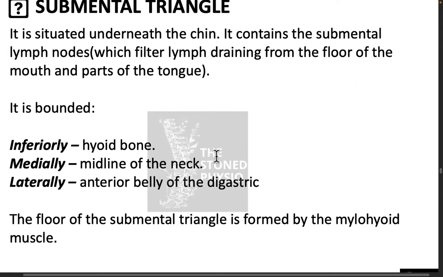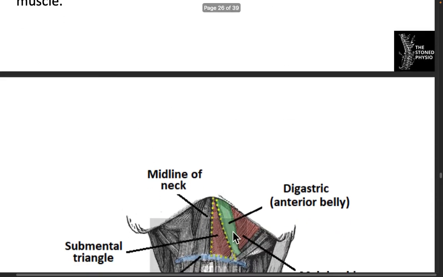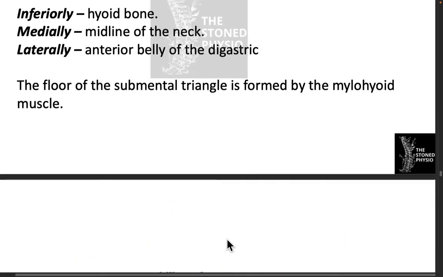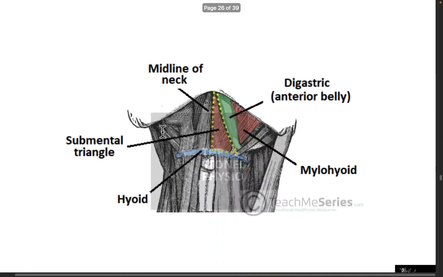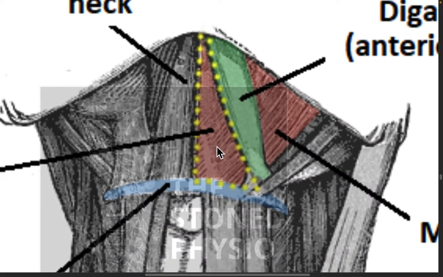Okay, so we can see we have got certain lymph nodes present in the submental triangle, and we have talked about the boundaries: the hyoid bone inferiorly, medially the midline of the neck, and laterally the anterior belly of the digastric. Okay? And we can appreciate that the floor of the submental triangle is made by which muscle? Which muscle is this? Mylohyoid. Yeah, that is the mylohyoid. Okay? We have got the mylohyoid making the floor of the submental triangle.